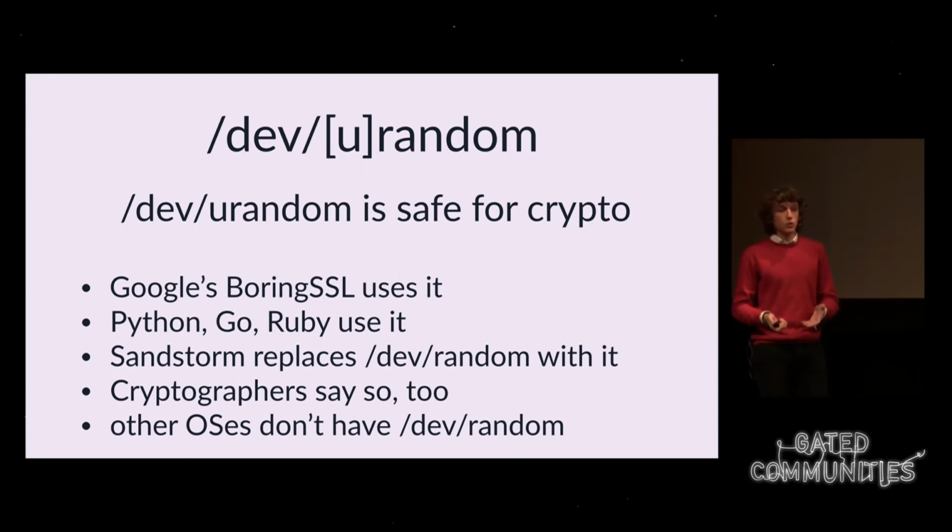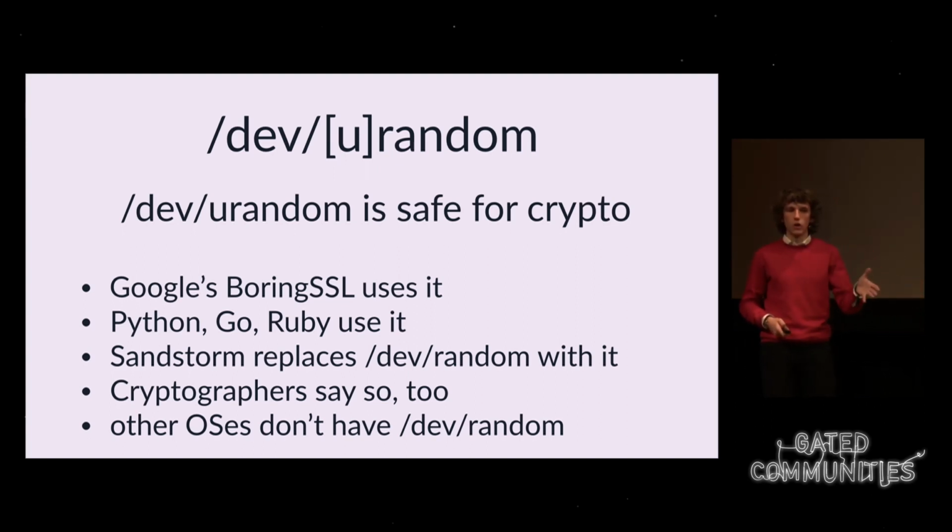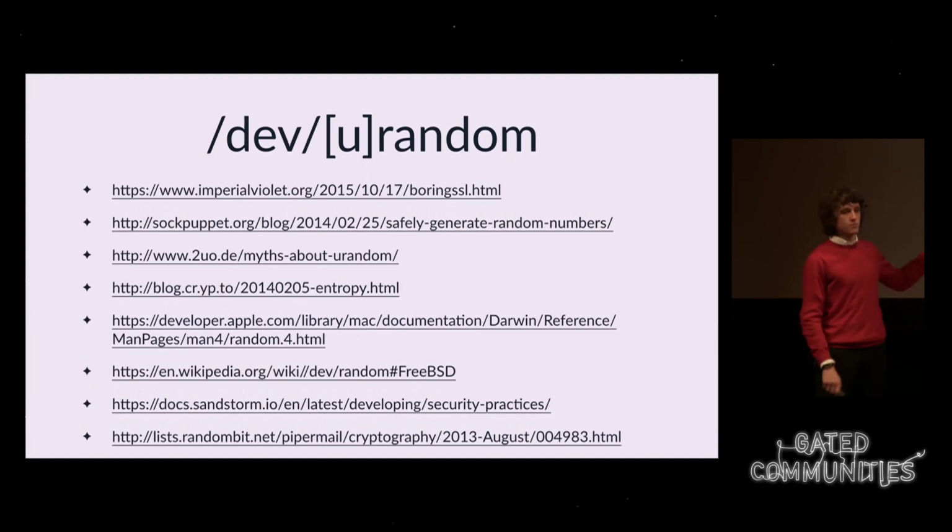And I'm not the only one saying this. BoringSSL, Python, Go, Ruby use dev urandom as the only source, the only CSPRNG. Sandstorm even replaces dev random with it. And here is a long list of people saying exactly what I'm here on stage to tell you.